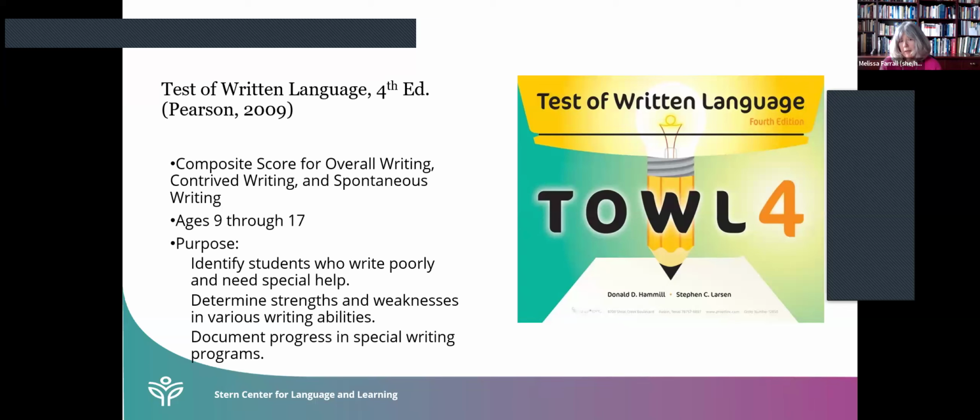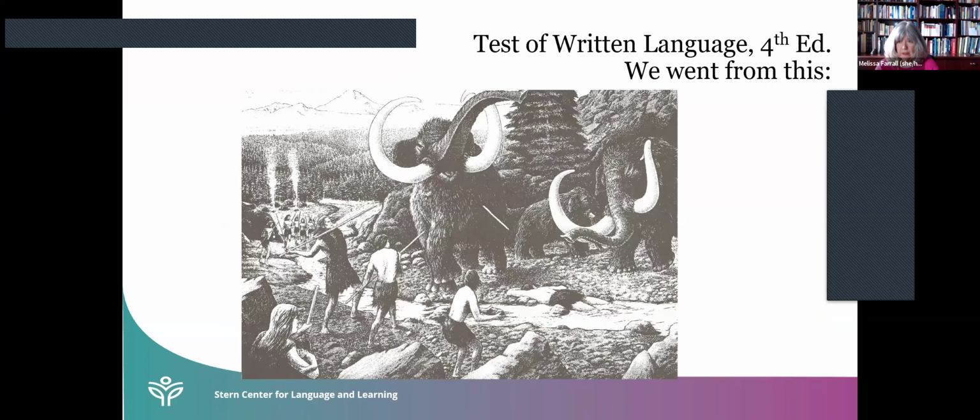So these are all their claims to fame based upon their research. We're going to look at this in greater depth. So the first three editions of the test had two picture prompts. There was prompt A and prompt B, and kids would come in and we'd give them one prompt or the other.